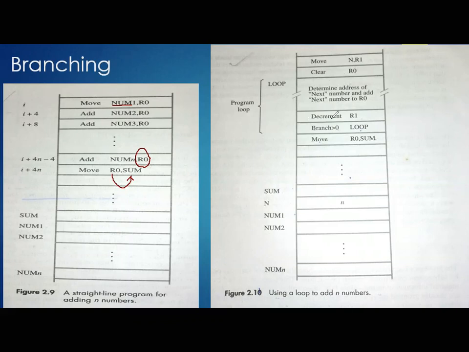Fine. After determining the next number and after adding that number to R0, what do we need to do? We need to decrement R1. Clear? So what we are performing here is find the next number and add it to R0. After every add, we are decrementing R1. One number you add, one decrement; second number you add, second decrement. When you perform the addition of all the n numbers, the R1 value will be 0. Just for the loop purpose, for checking the condition, we are using this.